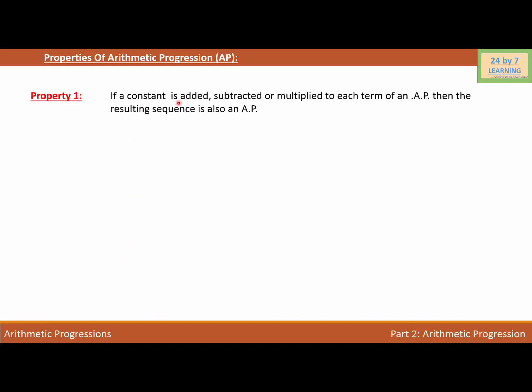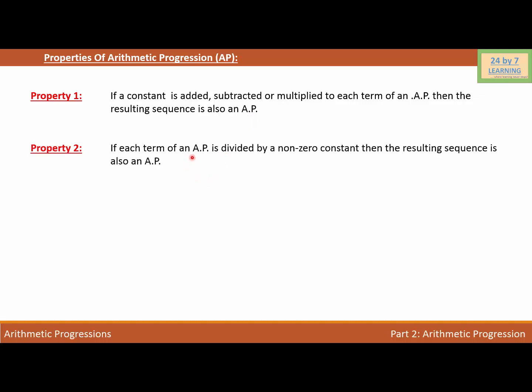Property 1. If a constant is added to, subtracted from, or multiplied with each term of an AP, then the resulting sequence is also an AP. It technically means that it does not matter whether we add, subtract or multiply a constant with all the elements of the sequence, it is still an arithmetic progression.